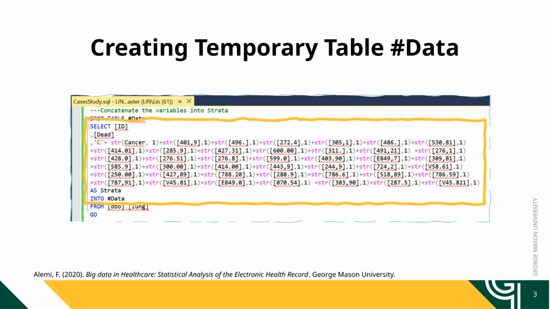This command selects the ID, the identifier for each record, and dead, a binary indicator showing whether the individual is deceased, from the lung table. The strata column is created by concatenating various diagnosis codes and other health indicators. The prefix C indicates that this string represents a classification or category. The use of str converts the numeric codes to strings for concatenation.